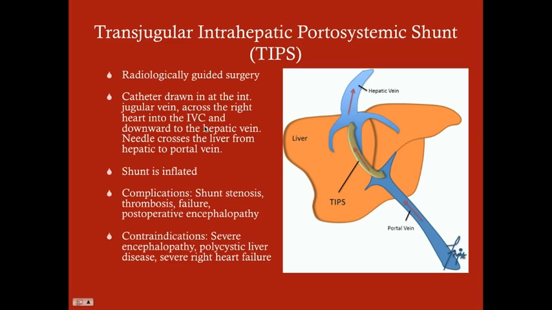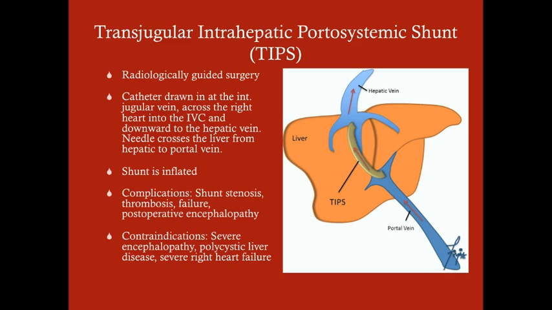And what you do here is you're inserting, and generally this is done by an interventional radiologist, but they insert a catheter at the internal jugular vein, and they pass it along through the right heart into the inferior vena cava, past the diaphragm, and after the diaphragm, the hepatic vein is one of the first veins that are going into the IVC. So you pass it into the hepatic vein.